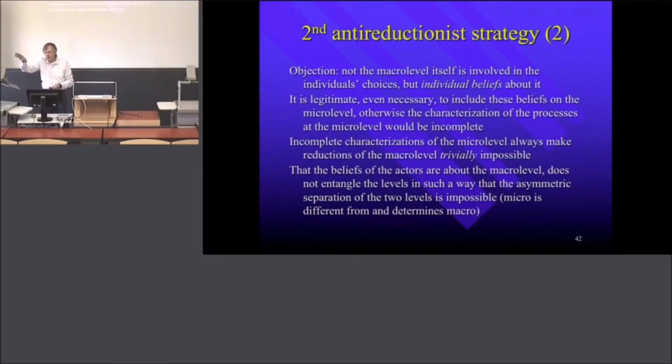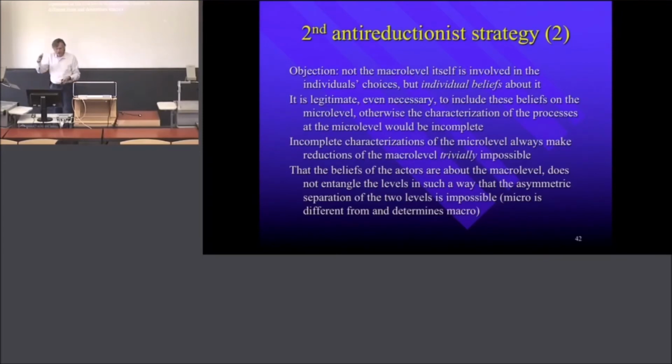We saw that in Horstman's model. And there seems to be some carelessness, perhaps, in that people do not distinguish that, but it's very important, in some cases at least, to distinguish the beliefs from the things that are believed in or believed of. So that the beliefs of the actors are about the macro level does not entangle the levels in such a way that the asymmetric separation of the two levels is impossible.